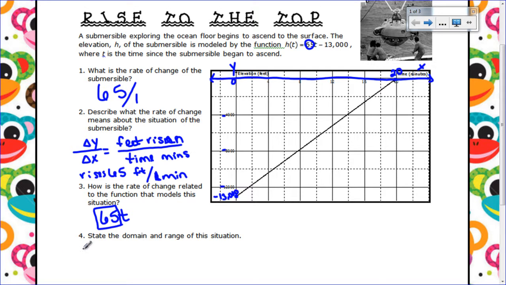So the domain and range, I have to do my domain first, is going to be x values from the left to the right. My x value over here on the left is 0, and my x value over here to the right is 20. So it goes from 0 to 20 minutes. That's what it is covering. It took them 20 minutes apparently to get to the surface of the water. And then my range starts way down here at negative 13,000 and goes all the way up here to 0, which is the surface of the water. So it took them 20 minutes to go 13,000 feet is basically what that's telling me.